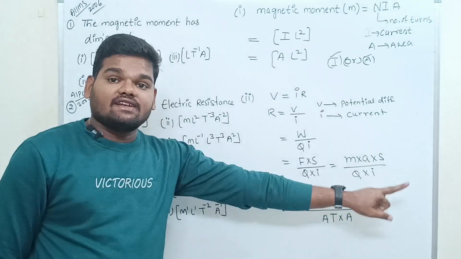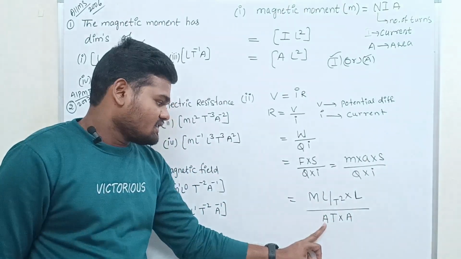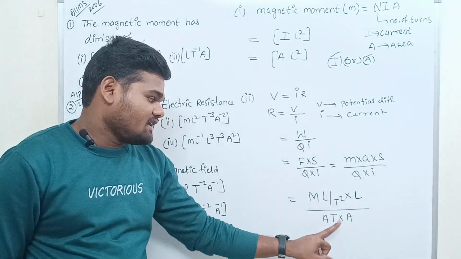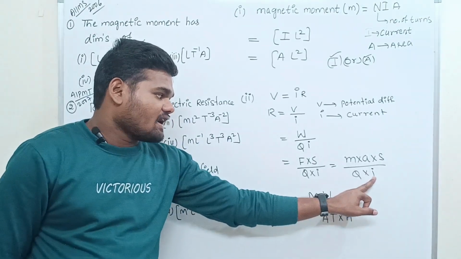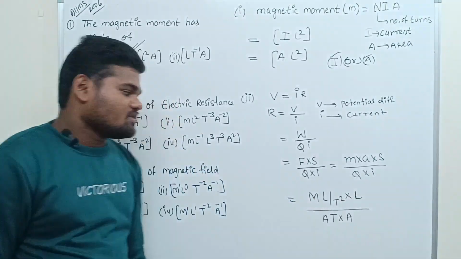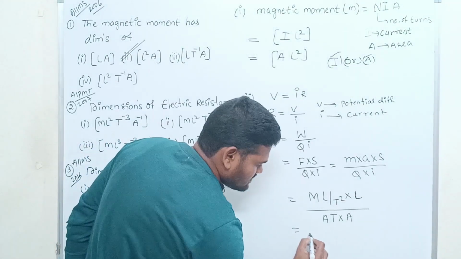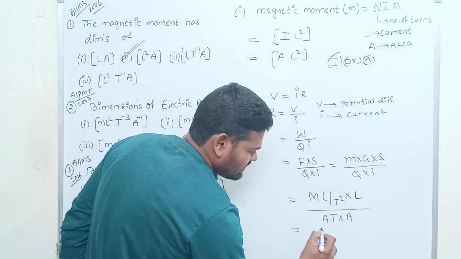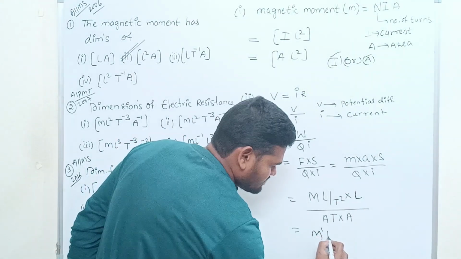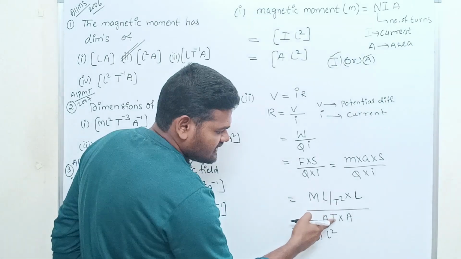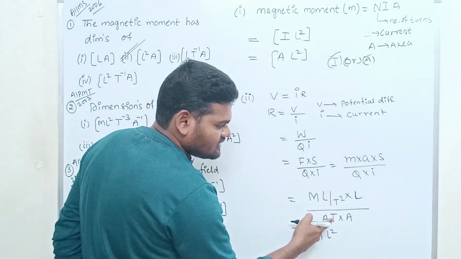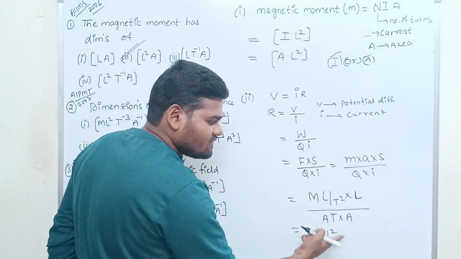Q is equals to what? IT. Q is equals to IT. Charge. I means electric current, capital A. T means time. Into and electric current, I is equals to what? A. So then, so M into M power 1, L into L square. So here T square is there, here T is there. T square into T power cube.